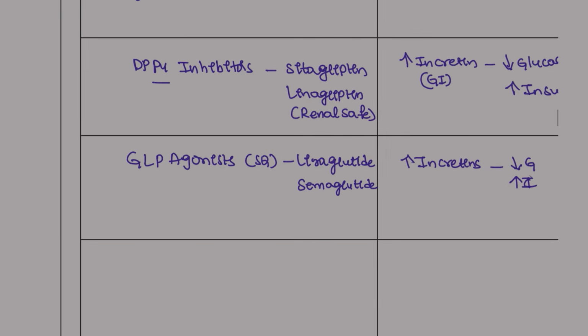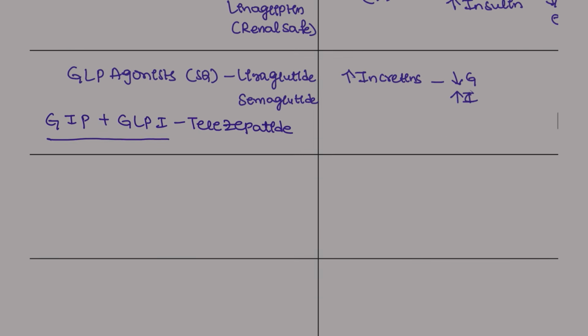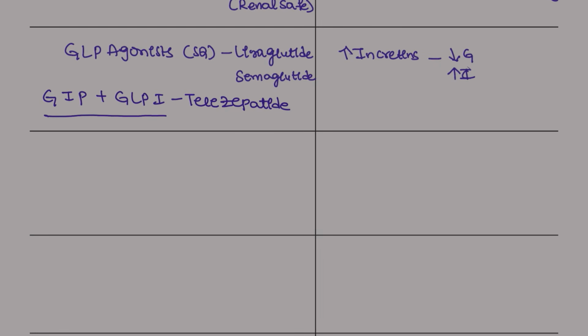Next, another one that has recently been approved, the gastrointestinal inhibitory peptide and GLP agonist. Both are okay. What is this drug? It newly came into the market, that is tirzepatide. Both actions, GIP and also GLP-1, are seen in tirzepatide.